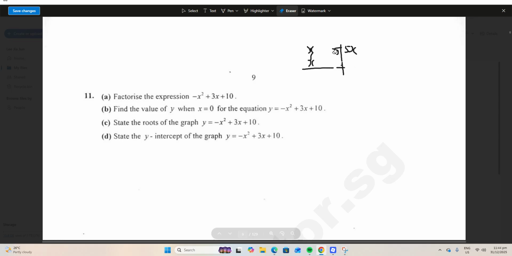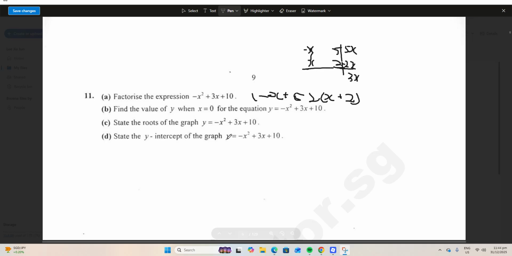Okay, 5 and 2. 2x. So how do you make 3x? I want 3x, it's my goal, right? I don't have to make a negative here, right? So my negative should be over here. Okay, so factorize. Negative. Yay, so we got it already. So this will be my answer, okay?